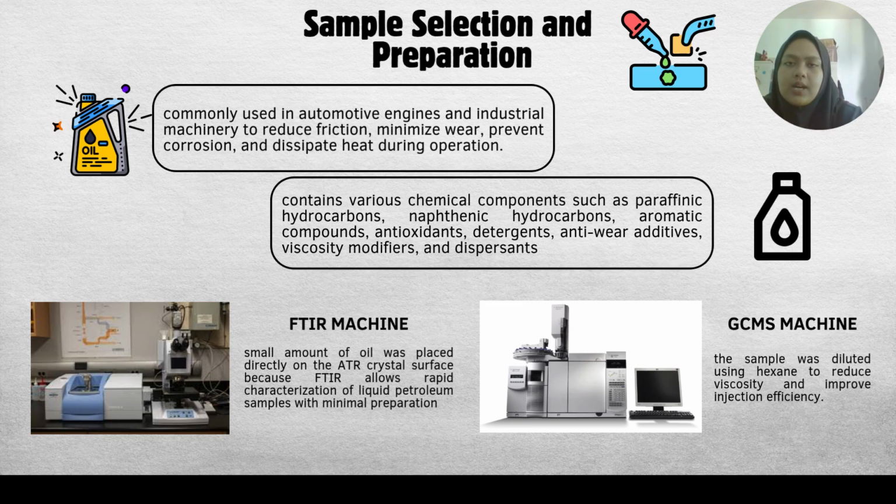So we use FTIR and also GCMS machine. For the sample preparation for FTIR, the lubricating oil was analyzed directly without extensive pretreatment. A small amount of oil was placed directly on the ATR crystal surface because FTIR allows rapid characterization of liquid petroleum samples with minimal preparation. For the GCMS, the sample was diluted using hexane to reduce viscosity and improve injection efficiency.